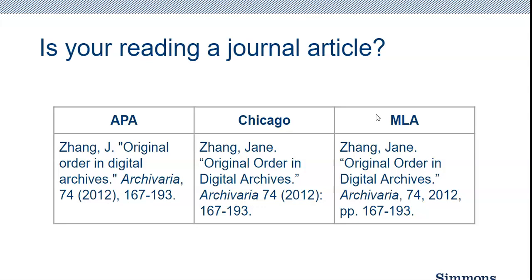A key feature that will help you identify a journal article from other resources is that it will have a volume and sometimes issue numbers. This article only has a volume number, 74.